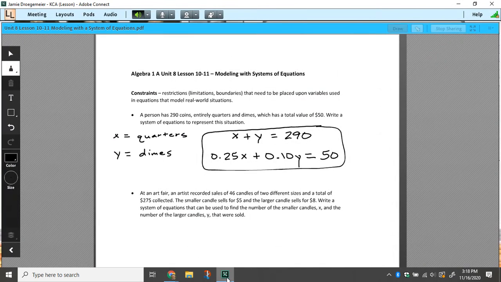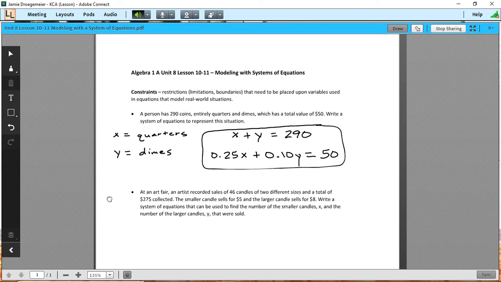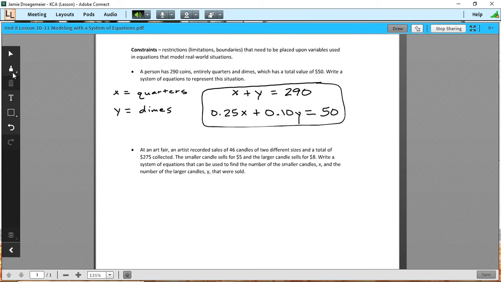All right, then let's take a look. We have one more example here. It says at an art fair, an artist recorded sales of 46 candles of 2 different sizes and a total of $275 collected. Smaller candle sells for $5, larger candle sells for $8. Again, we want to write a system of equations that can be used to find the number of smaller candles, X, so X is representing the smaller, and the number of larger candles, Y. So Y is our larger candles.